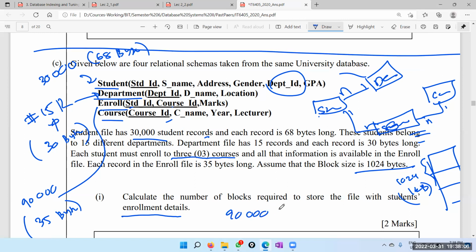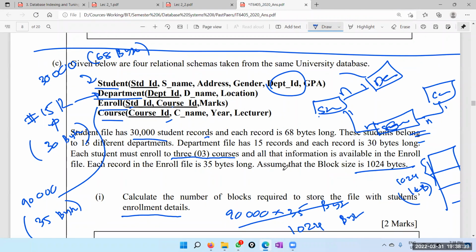90,000 into 35 bytes, right? So this many bytes are needed. But one block is going to have only 1024 bytes. So how many blocks are needed? This divided by 1024 bytes. Okay, 1024 bytes. So that is my answer.